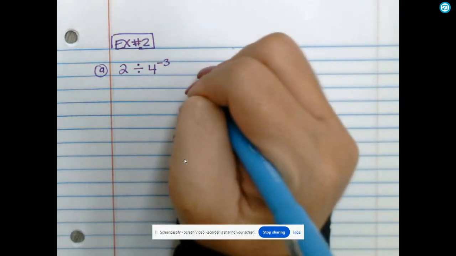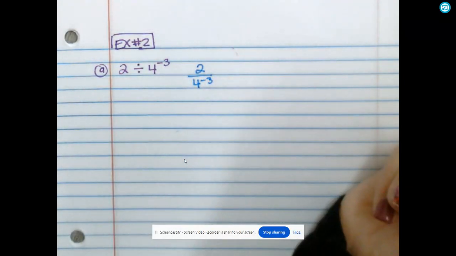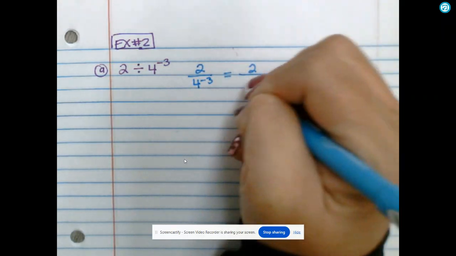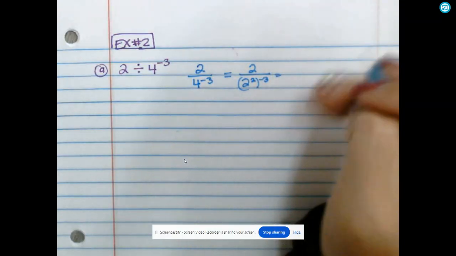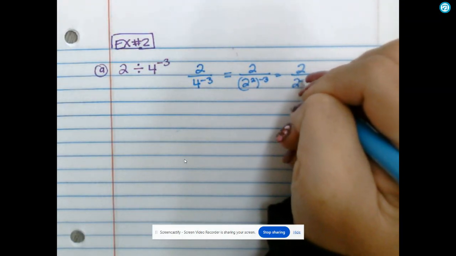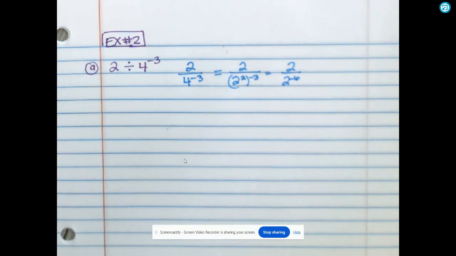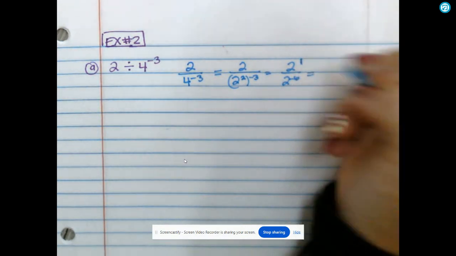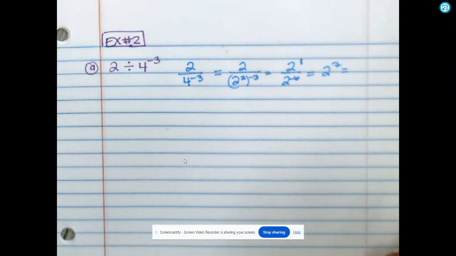All right, so if I wrote this out as 2 divided by 4 to the negative third, that's what that's saying. Well, we know 4 is 2 squared, so 2 divided by 2 squared to the negative third. So that's 2 over 2 to the negative 6. This is the same base way. So when we subtract 1 minus negative 6, because there's a 1 there, that's going to give me 2 to the 7th.